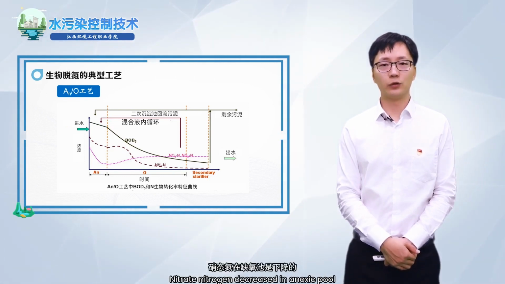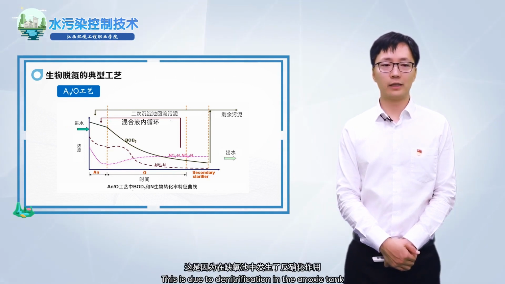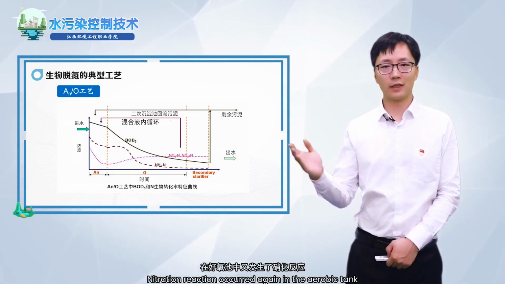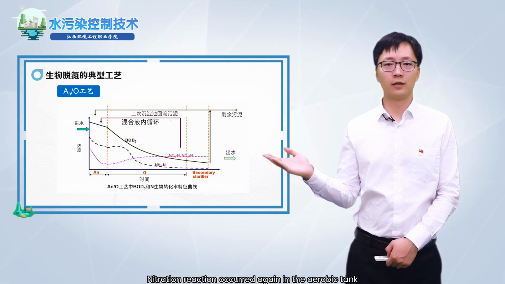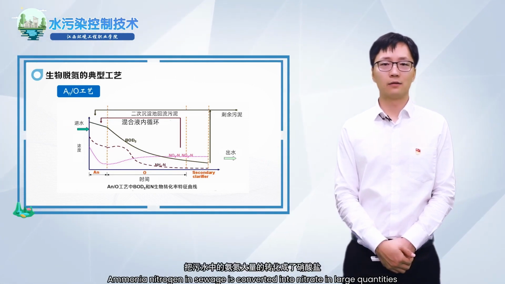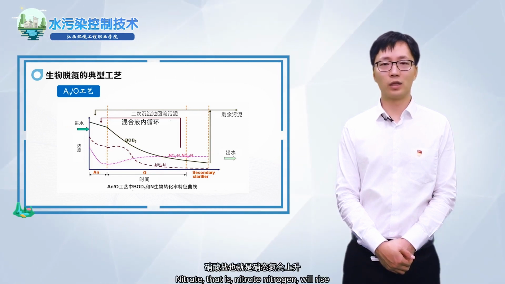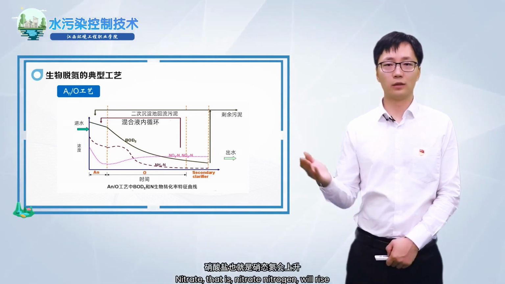Nitrate nitrogen decreased in the anoxic pool. This is due to denitrification in the anoxic tank, reducing nitrate nitrogen to nitrogen. Nitrification occurred again in the aerobic tank. Ammonia nitrogen in sewage is converted into nitrate in large quantities. So in the aerobic tank, nitrate nitrogen will rise.